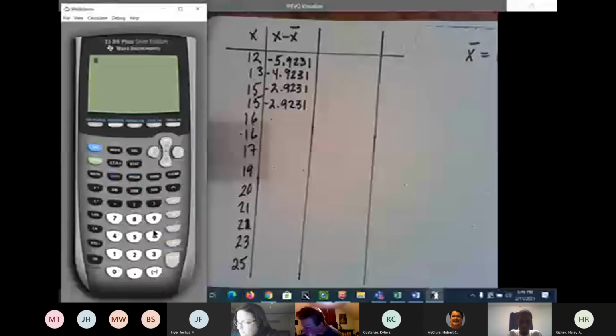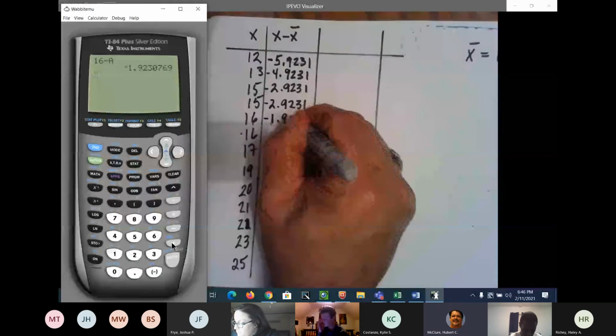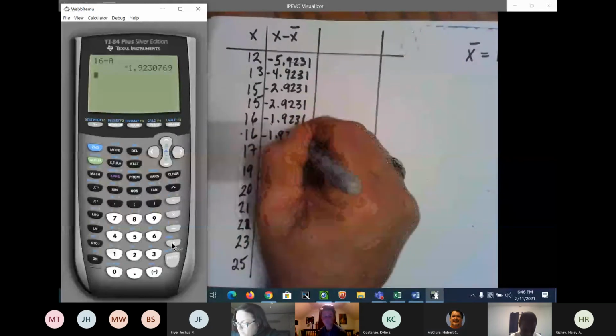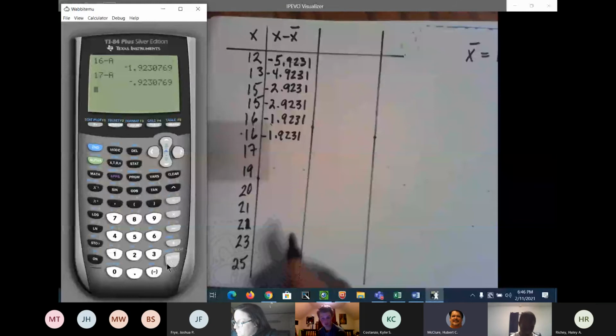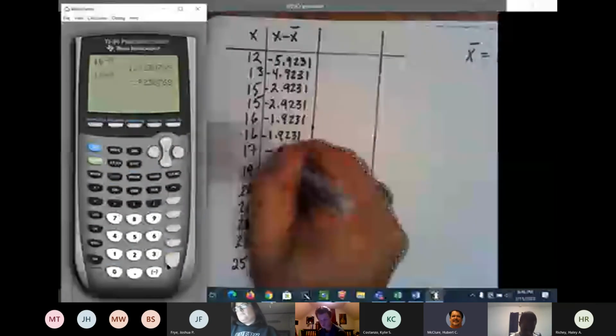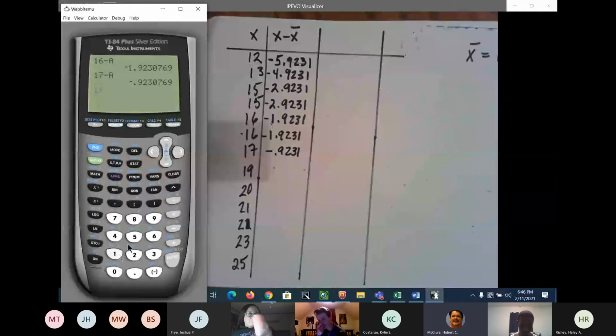16 minus alpha A, 1.9231. 17 minus alpha A, negative 0.9231. And at 19, it's going to switch to the positive. 19 minus alpha A, 1.0769.